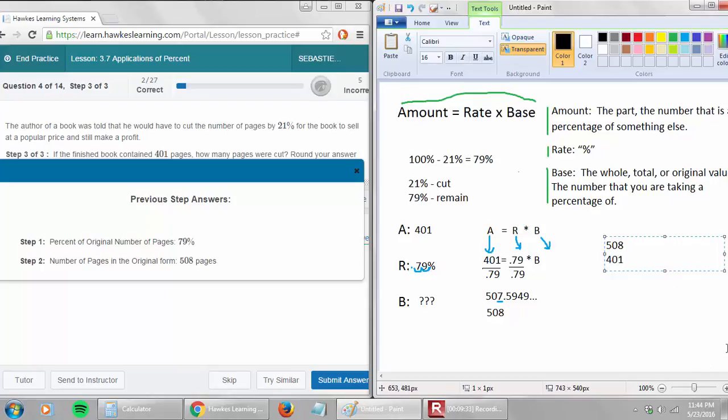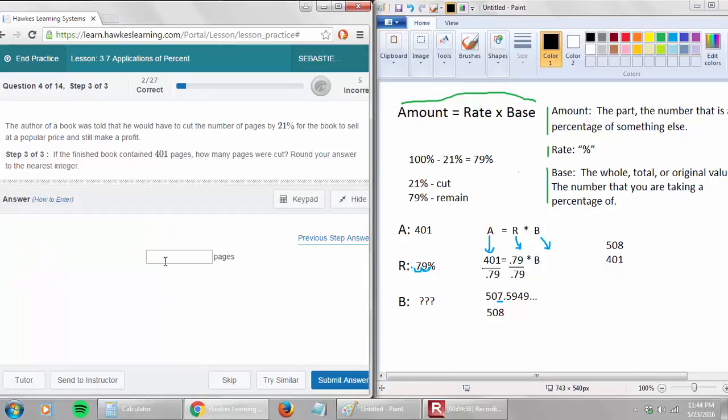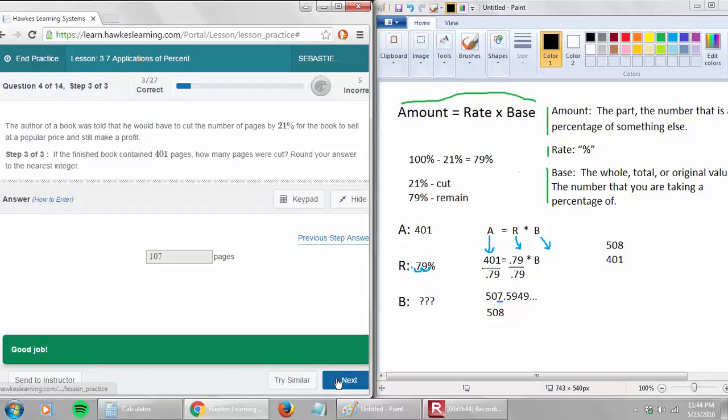And that's a pretty straightforward subtraction. 8 minus 1 is 7, 0 minus 0 is 0, and 5 minus 4 is 1, so that should be 107, 107 pages. And they're happy with that.